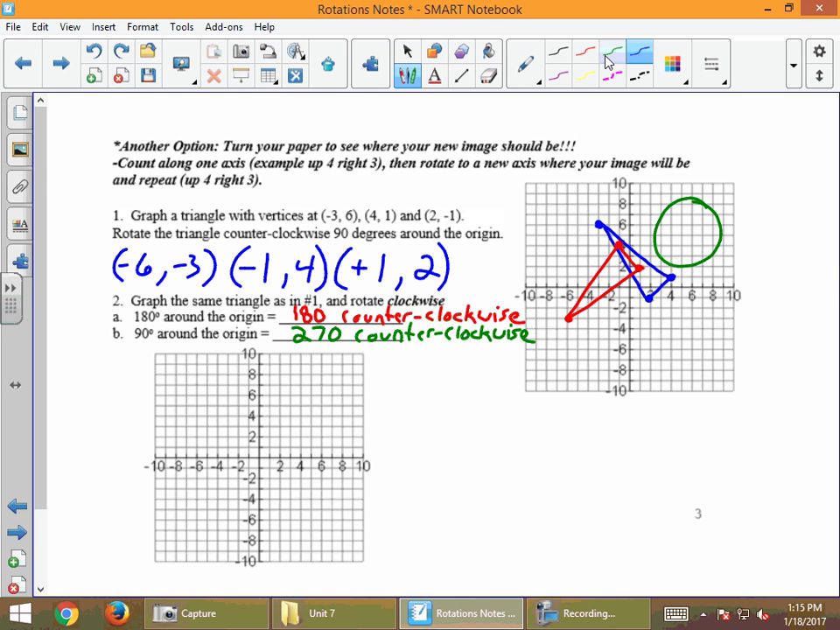So I'm going to graph my original one. I had it in blue. So my points are up here: negative 3, 6; 4, 1; and the other one is 2, negative 1. There is my pre-image.